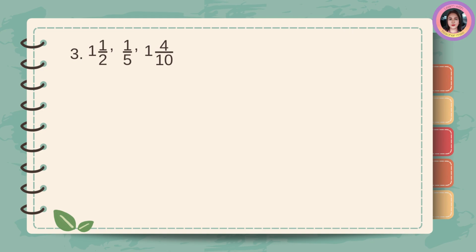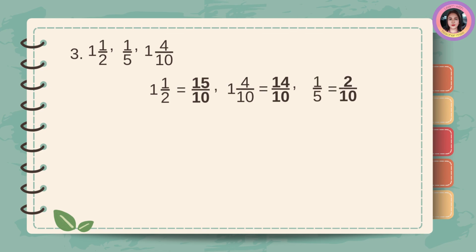Number 3, 1 and 1/2, 1/5, 1 and 4/10. To get the equivalent fractions, first find the LCD. The LCD of 2, 5, and 10 is 10. The equivalent fraction of 1 and 1/2 is 15/10, and the equivalent fraction of 1 and 4 tenths is 14 tenths. And the equivalent fraction of 1/5 is 2 tenths.